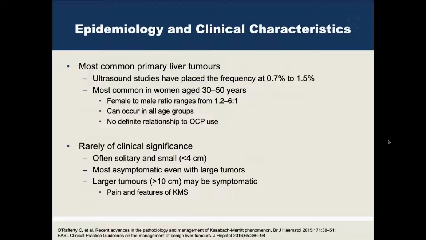Although larger tumors are more likely to be symptomatic, one does need to recognize the Kasabach-Merritt syndrome, that is a consumptive coagulopathy, which is associated with large hemangiomas. It manifests with thrombocytopenia, disseminated intravascular coagulation, and systemic bleeding.